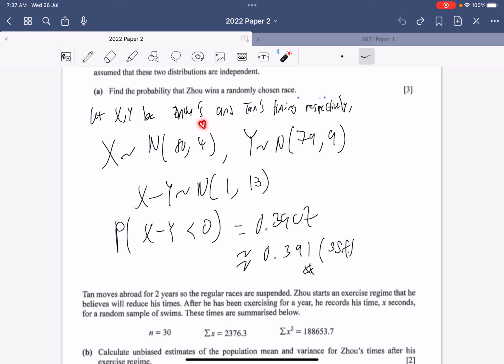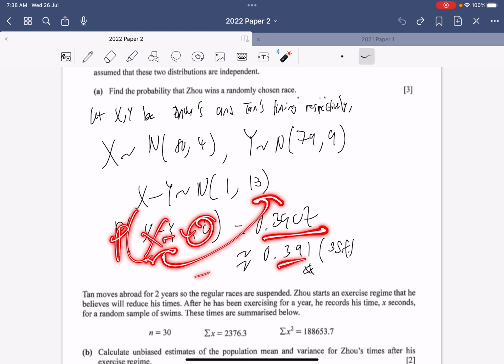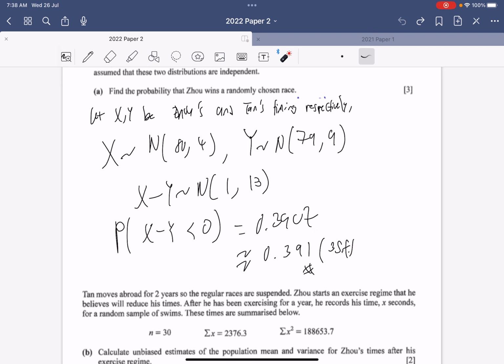Well, we want Zhou to win the race, so we need the probability that Zhou's timing minus Tan's timing is less than 0, which means Zhou is faster. So you just need to find the probability X minus Y is less than 0 using the distribution given here, and use your calculator to get 0.3913 to 3 SF.